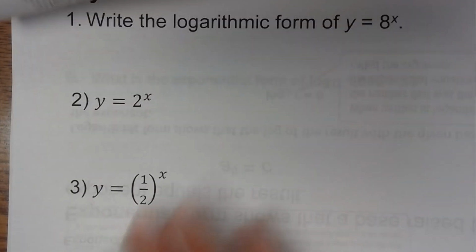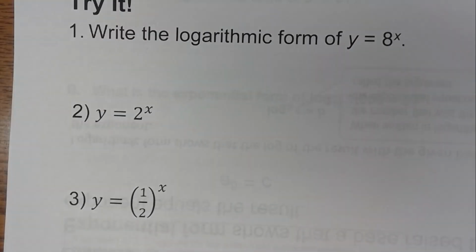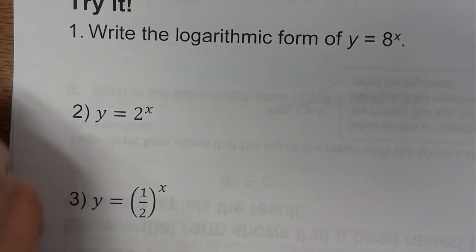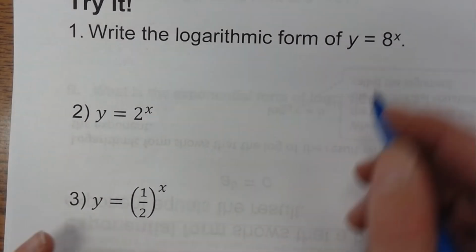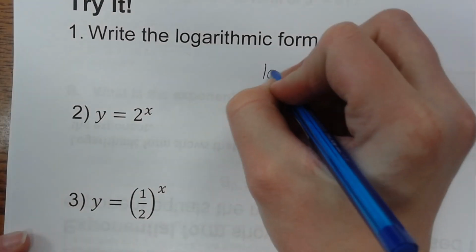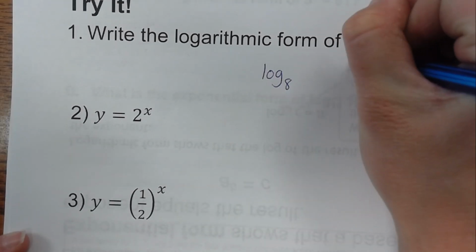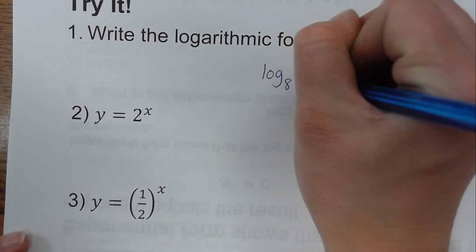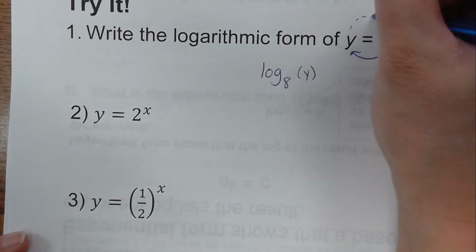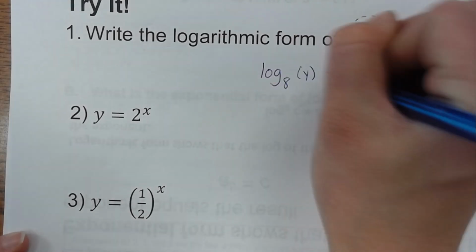Okay, right now we're just going to work on practicing going back and forth between the forms. So we are going to write in logarithmic form y equals 8 to the x. So we have log base, the big number 8, to the y, so that's going to be on the same side, and then when you go over the equal sign, logs, remember, equal the exponent.